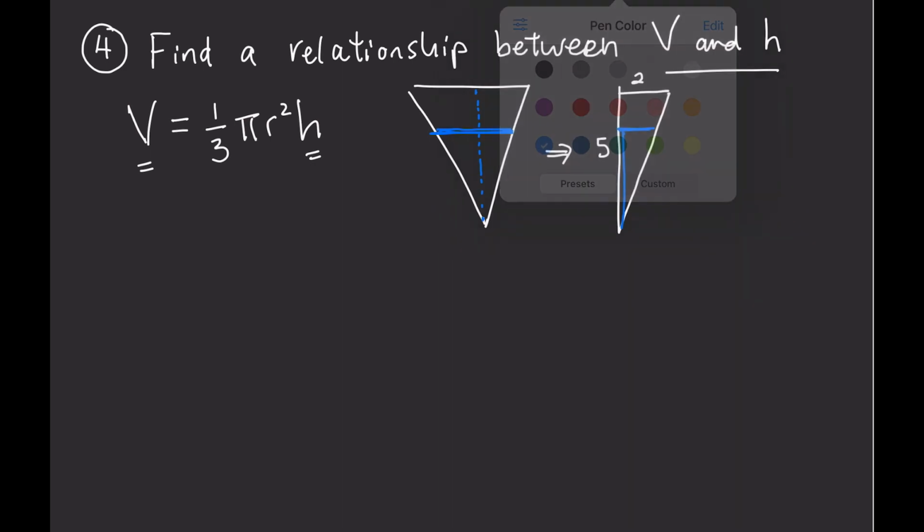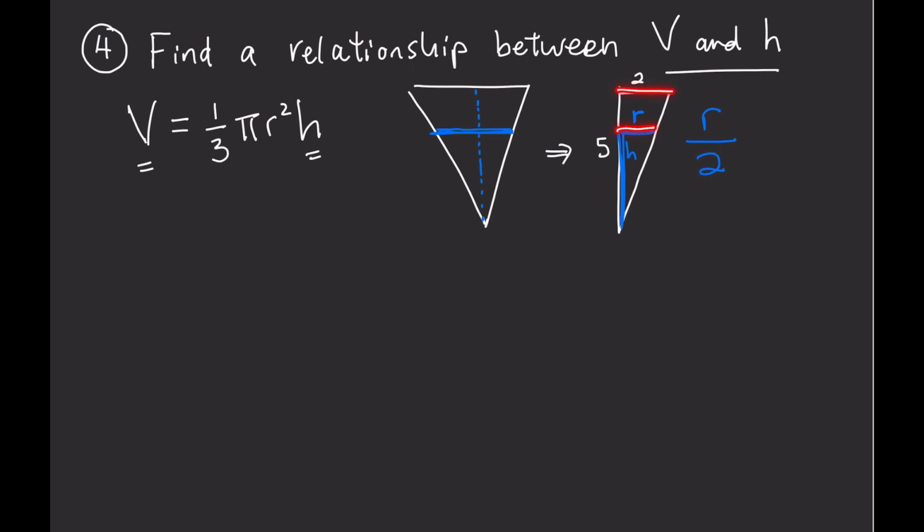And for the smaller blue triangle, the length of this side is H, and the length of this side is R. So similar triangles tell us that the ratio of R from the smaller triangle to 2 from the larger triangle should be equal to the ratio of this smaller side H to the side of the larger triangle, which is 5, so H over 5. And then this tells me that R is equal to 2/5 H.